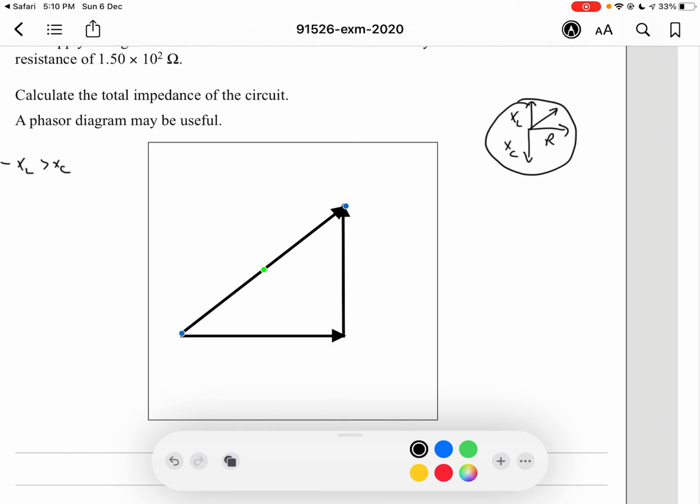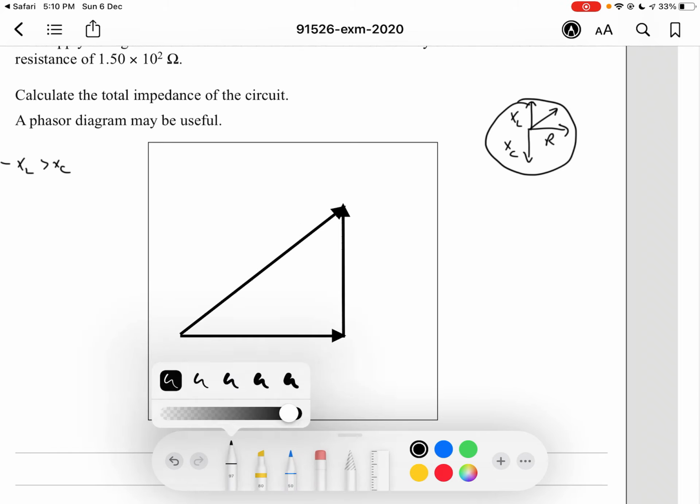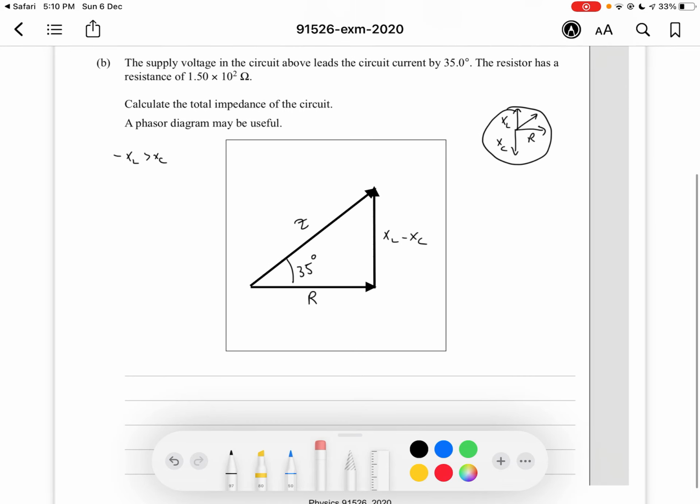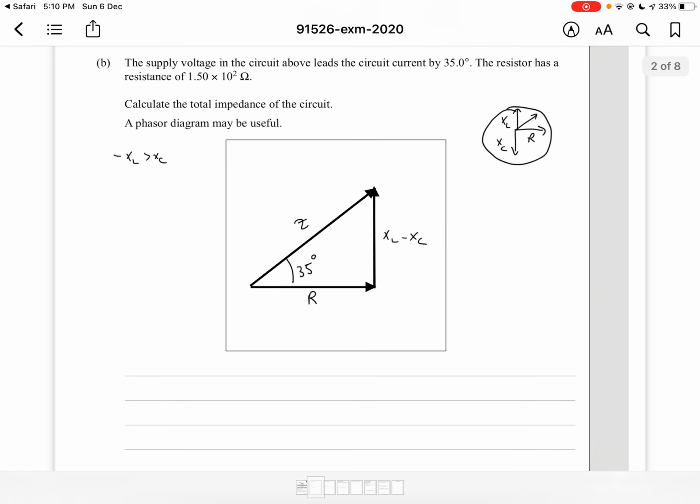We have our impedance on the hypotenuse, this is XL minus XC, and this is the resistance R. This angle here is 35 degrees because the source voltage is leading the current. The resistance is in phase with the current, and the impedance is in phase with the supply voltage. Therefore, in this phasor diagram, our impedance leads our resistance by 35 degrees. So that's our phasor diagram, and we want to find the impedance.